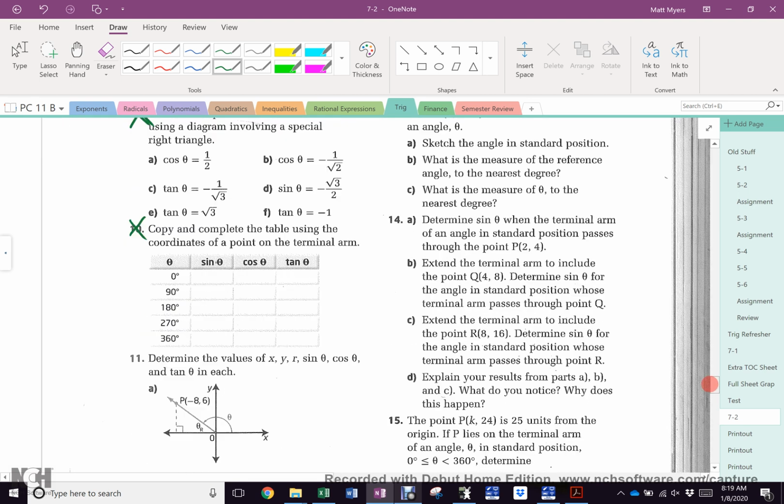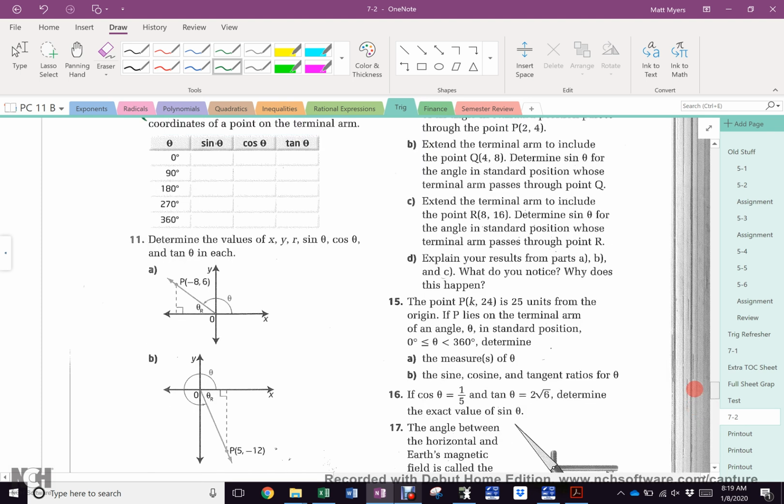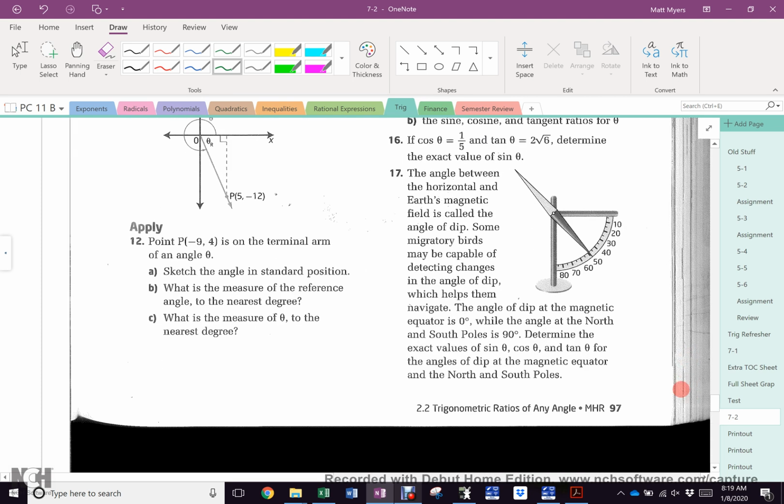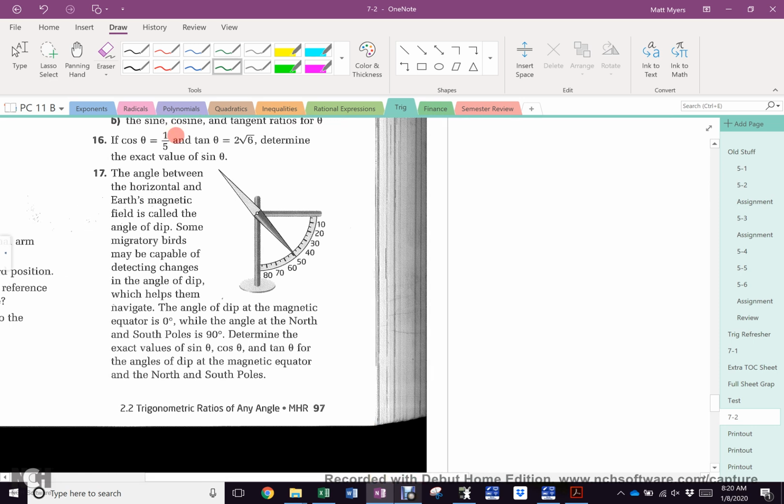I imagine I would need to look at some of these word problems, yes? Anybody want to choose one? 17? 16 too? All right. I'll do 16. Cos is 1 over 5. Positive 1 over 5. Tan is positive as well, so where must it be? First quadrant. So that must be 5, that must be 1. This must be, we don't know, right? But we do know, because what is it?